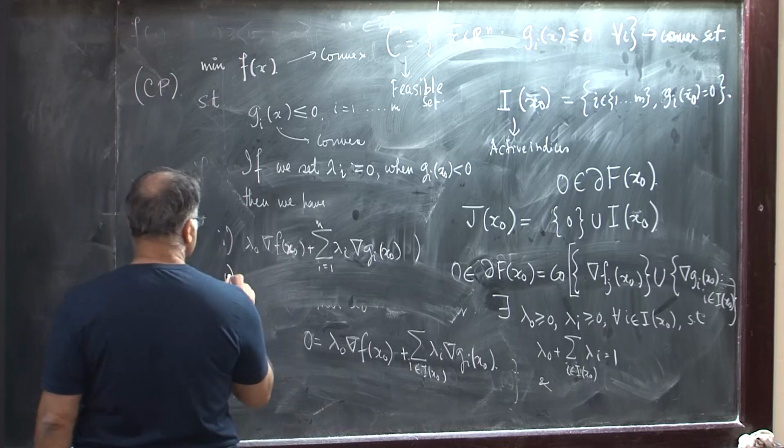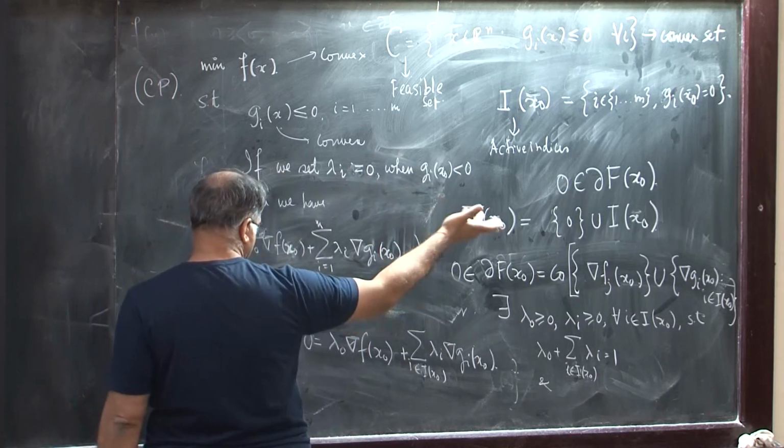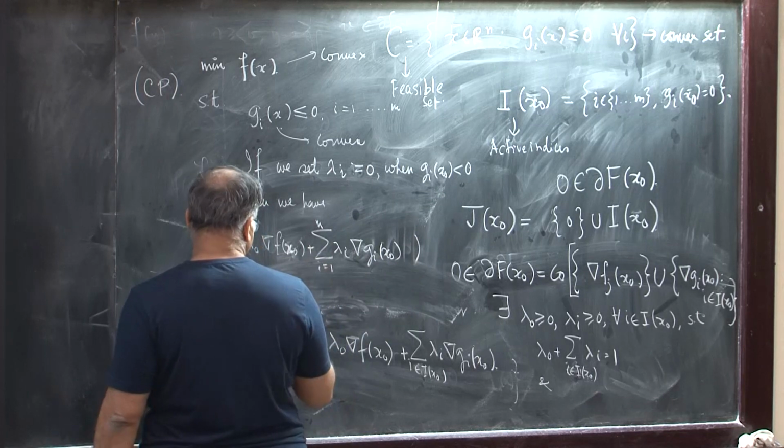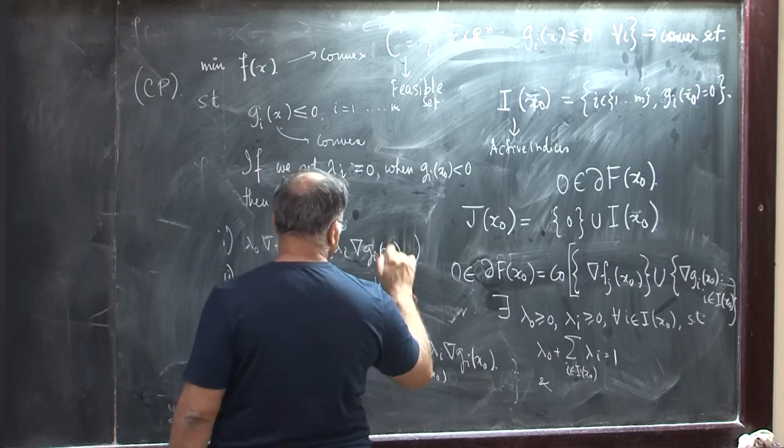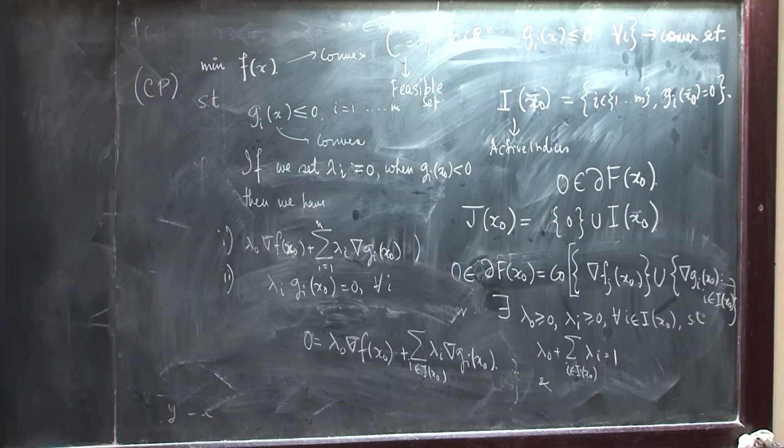So, the second condition, which is a combination of this fact and also the active index, is the following: lambda_i g_i(x naught) is equal to 0 for all i. That is, both lambda_i and g_i(x naught) cannot hold with strict inequalities at the same time. If one of them is strict, the other must be 0. If lambda_i is strictly positive, then g_i(x naught) must be 0. So, whenever i is in the active constraint set, then and only then can lambda_i possibly be strictly greater than 0.